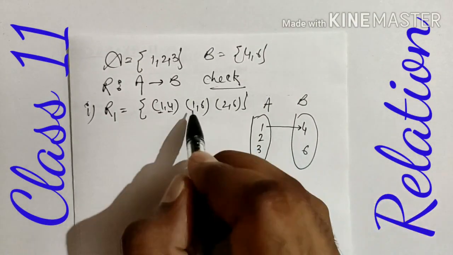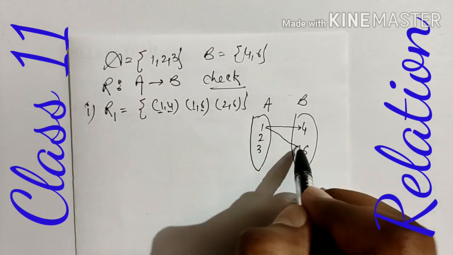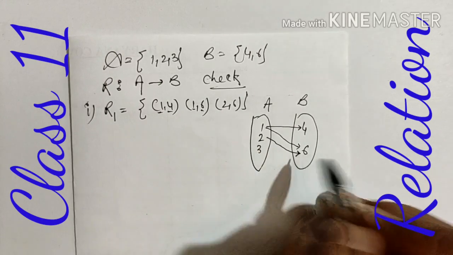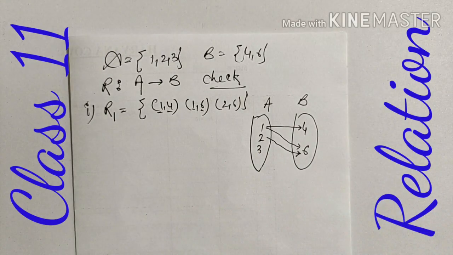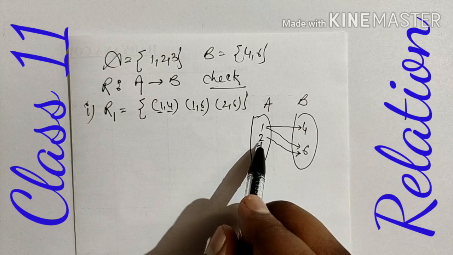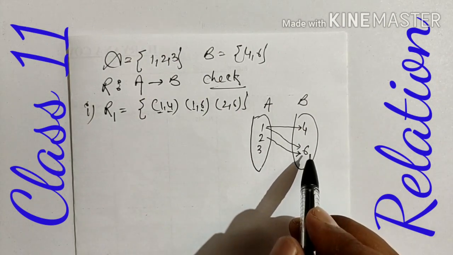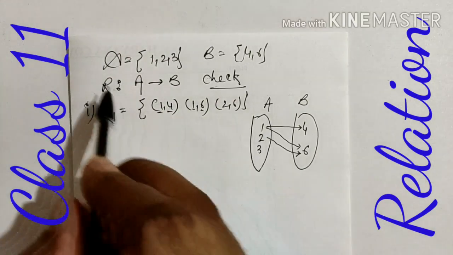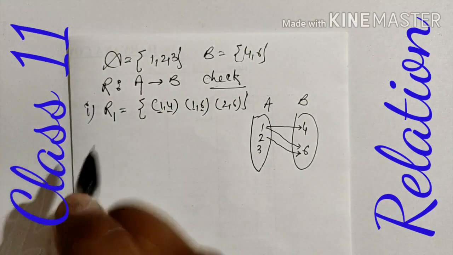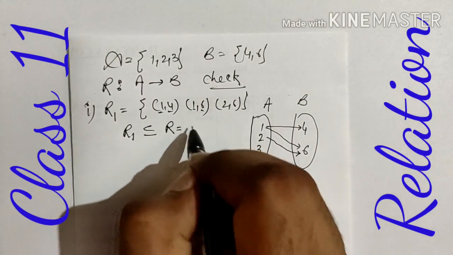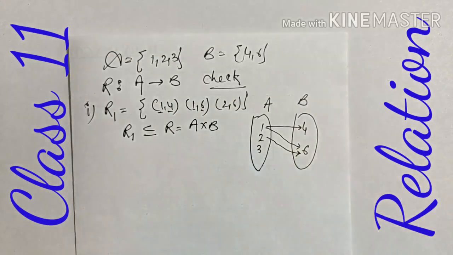So 1 is connected with 4, 1 is connected with 6. Now it is turn of 2. 2 contains 6. If you see here, there is a connectivity from the elements of this set A to set B. Here R1 is a relation which is a part of relation R. R1 is a subset of relation R, which is known as A cross B.